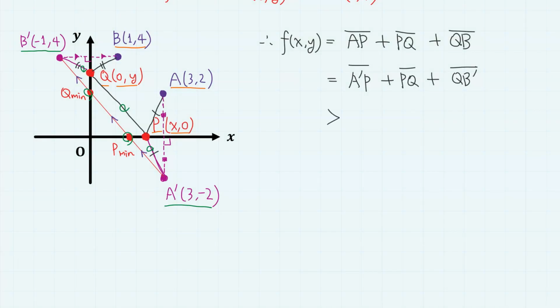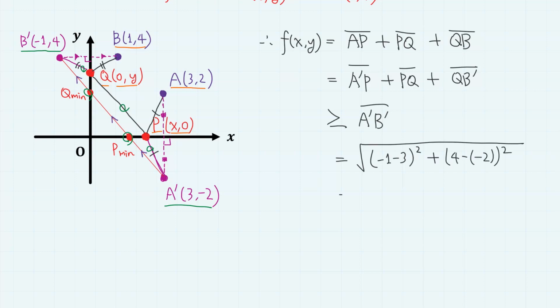This also means that the minimum value of the function is simply the length of A prime B prime, which is the square root of (-1 minus 3) squared plus (4 minus -2) squared, which is the square root of 52, which can be written as 2 times the square root of 13.